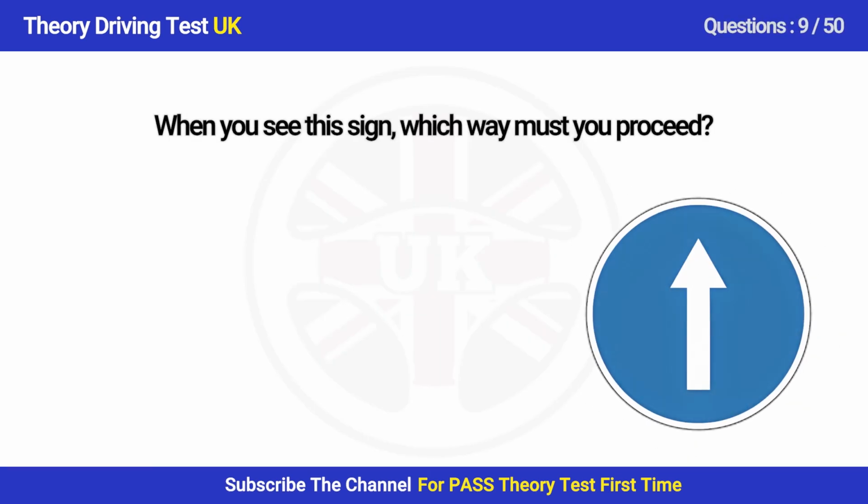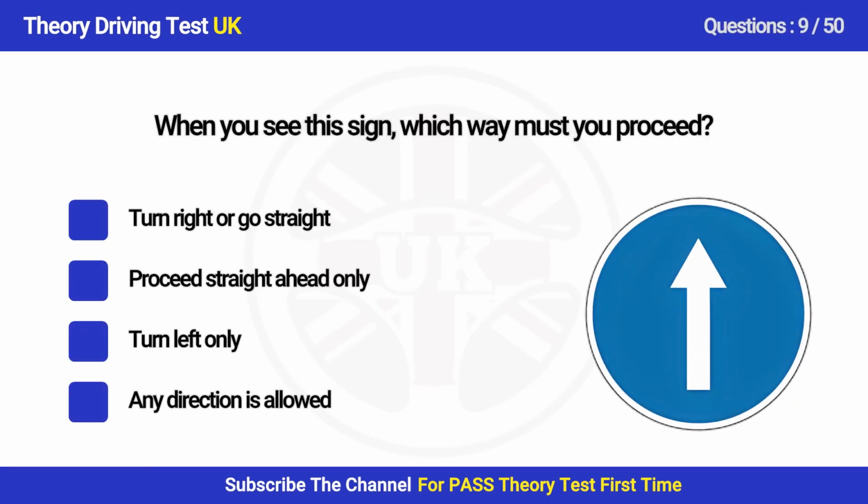Question 9. When you see this sign, which way must you proceed? A. Turn right or go straight. B. Proceed straight ahead only. C. Turn left only. D. Any direction is allowed.